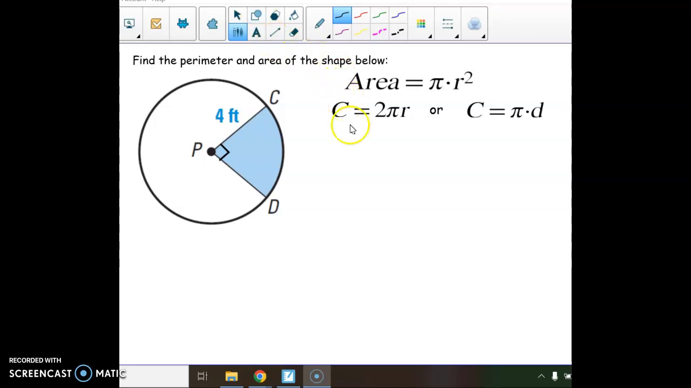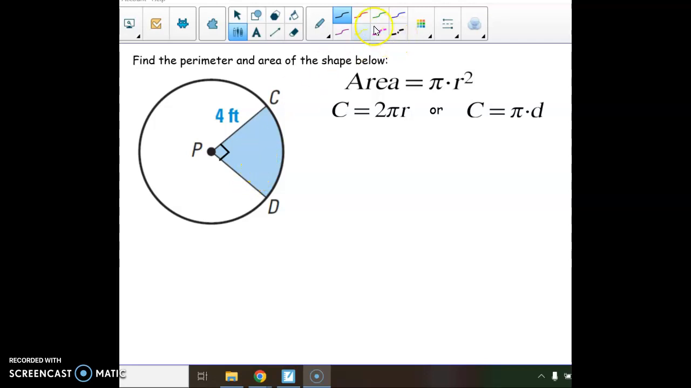All right, this video is going to go over the perimeter and area of sectors. Sectors are just a pizza slice, part of the total circle. All right, so I just got a couple examples for you here, and maybe we'll start with area.